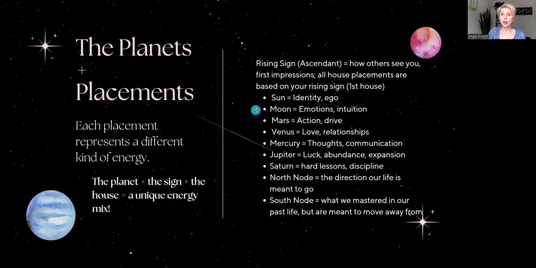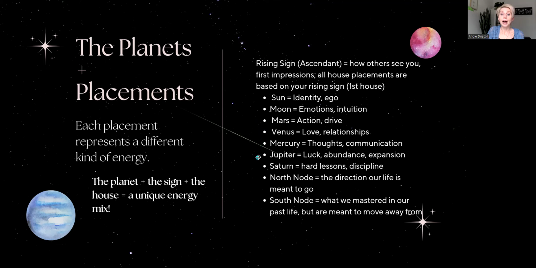So your sun is your identity, your ego. Your moon is your emotions and your intuition. Mars is your action and your drive. It's your masculine energy. Venus is all about love, relationships, finances, money. It's what you value, and it is your feminine energy. Mercury rules your thoughts and your communication.